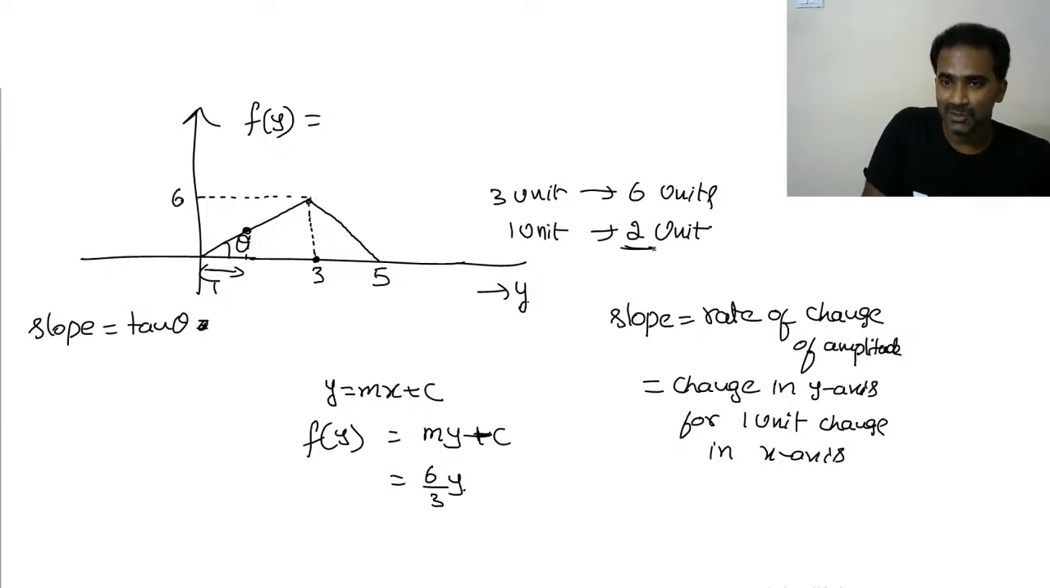That is how I calculate the slope. I don't use the standard formula and all that. I just generally look at it this way. Okay, in 3 units, it has increased by 6 units, which means within 1 unit, how much will it increase? That itself is the slope.